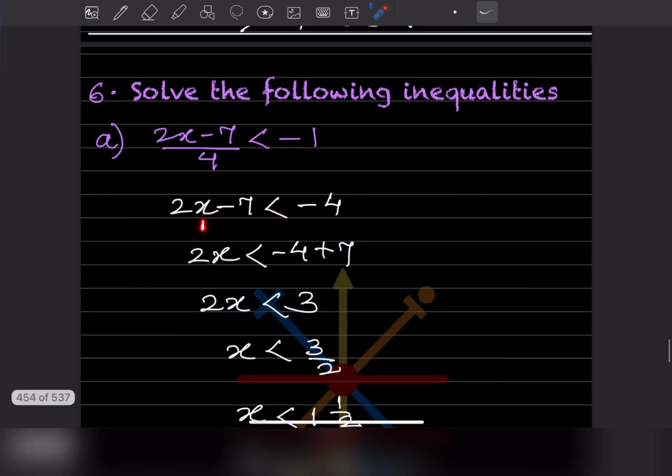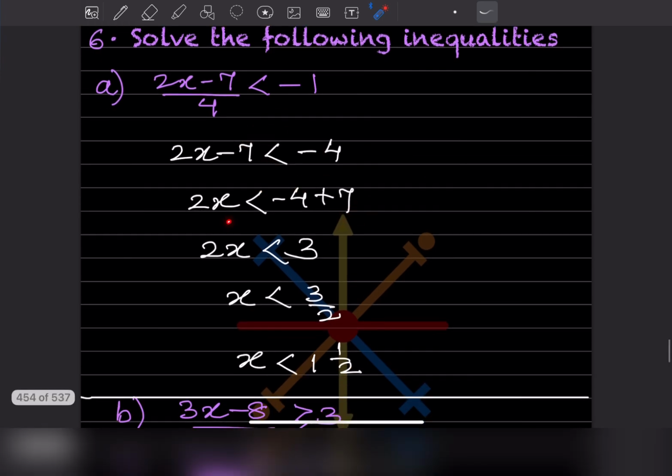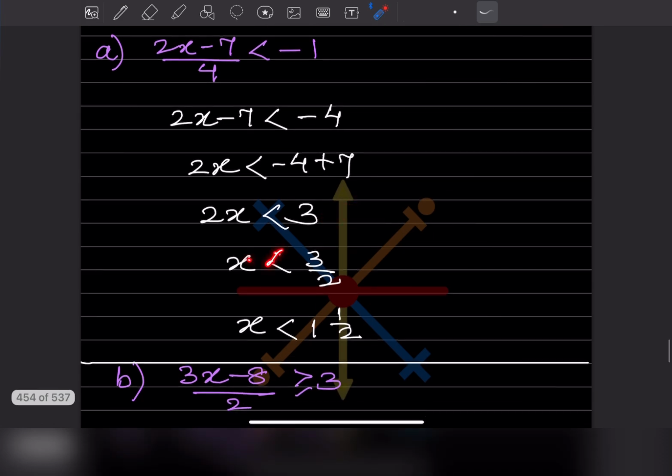So now what will you do? We'll keep this 2x here, the sign is the same, and this will take on this side, so that is going to be +7. So now this is the same, this is the same. So +7 - 4, that is going to be 3. So x is going to be less than this 3.